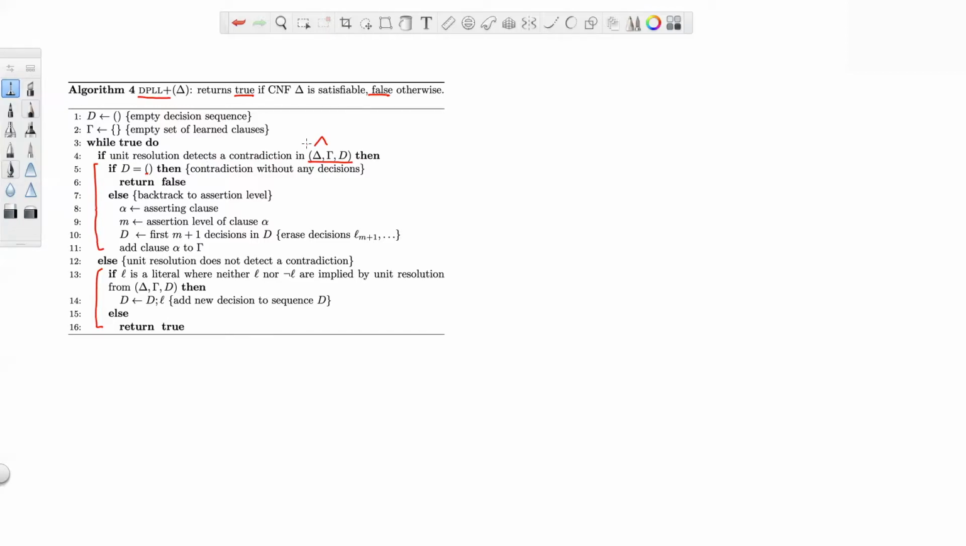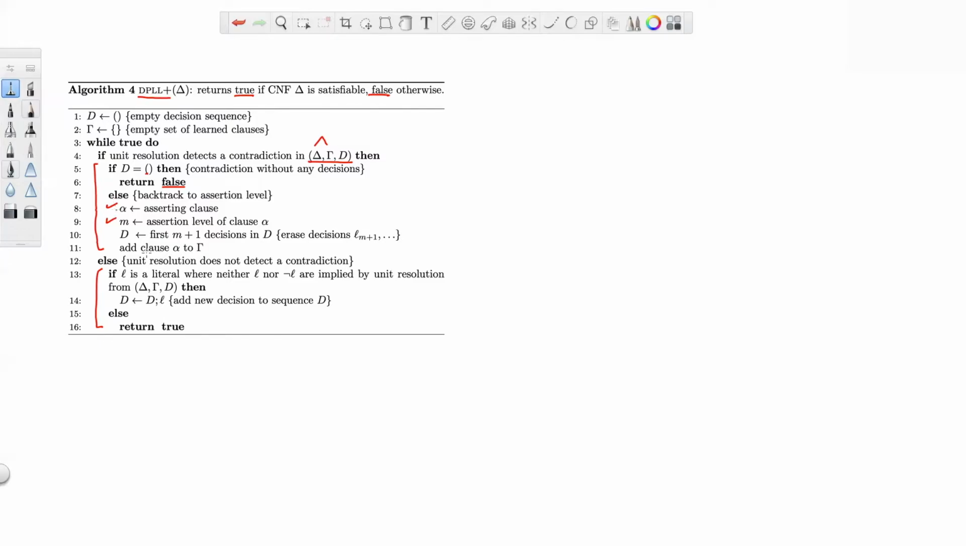That means my original knowledge base is inconsistent. I declare failure. Okay, so this is if the contradiction was found without me having made any assumptions. Otherwise, this is what we talked about. I'm going to do the implication graph thing. I'm going to find the asserting clause. I'm going to find the assertion level of the clause.